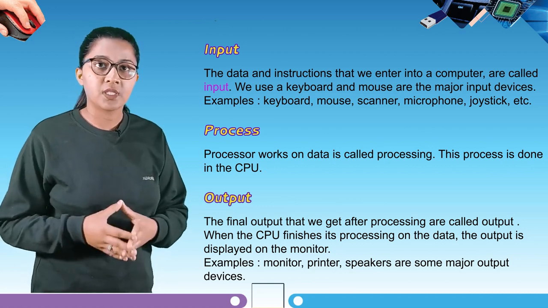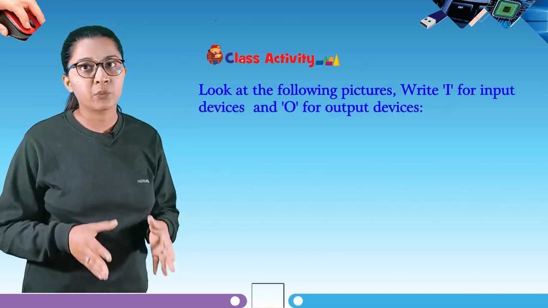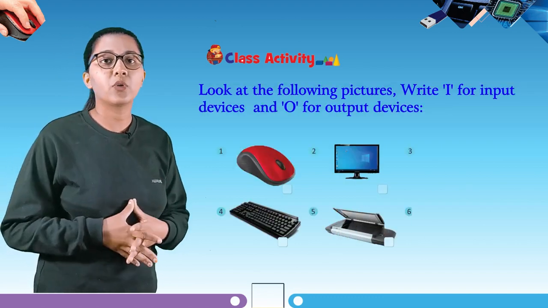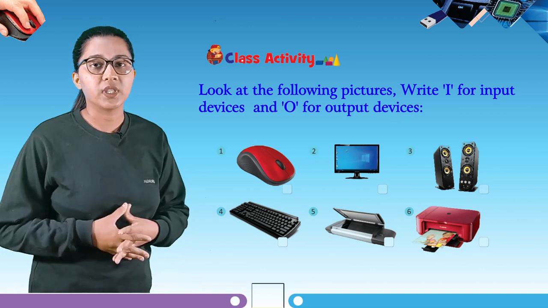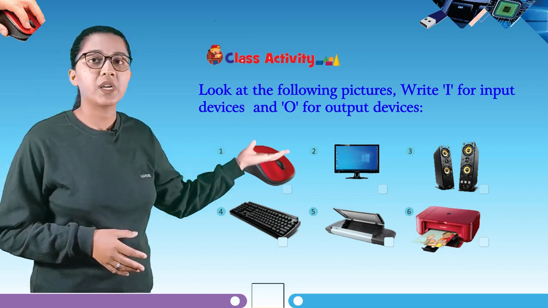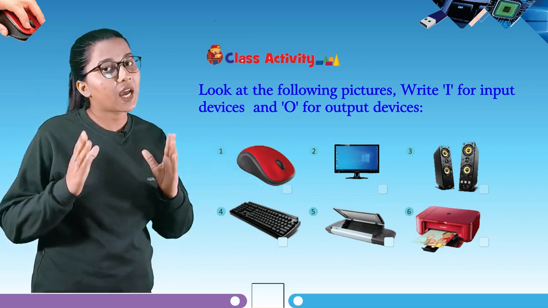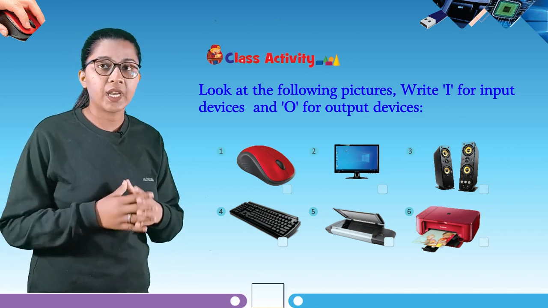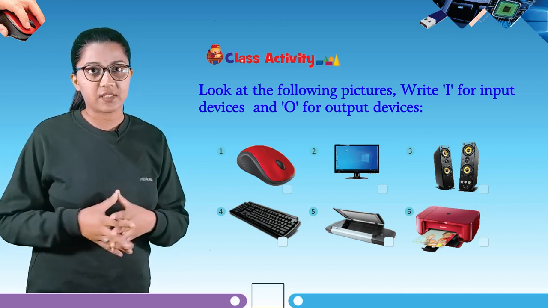So students, now we have a class activity. Look at the following pictures. Write I for input device and O for output device. So students, here you can see some parts of computer. You have to write I for input device and O for output devices.